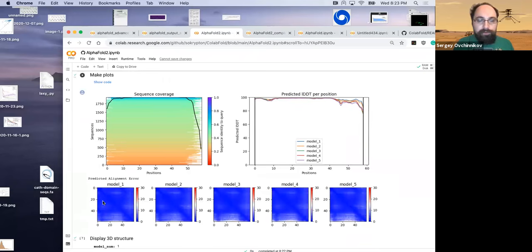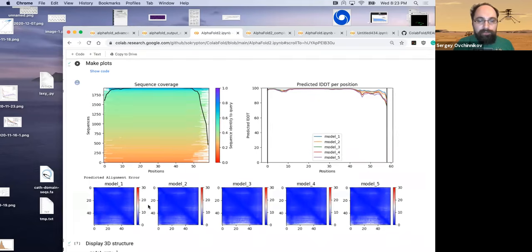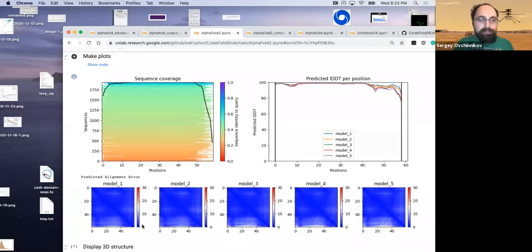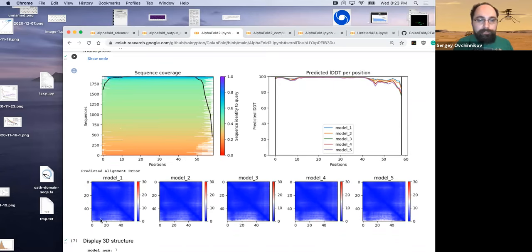Then for every single model, there are 5 separate models that were predicted. We also have the predicted alignment error. This is a scale in angstroms, and we want this to be as low as possible. You could think of this as a metric that tells you, for any given residues, how confident the model is that the predicted distance is correct. It goes up to 30, so if you see anything red, that tells you maybe I don't believe that residue interaction.